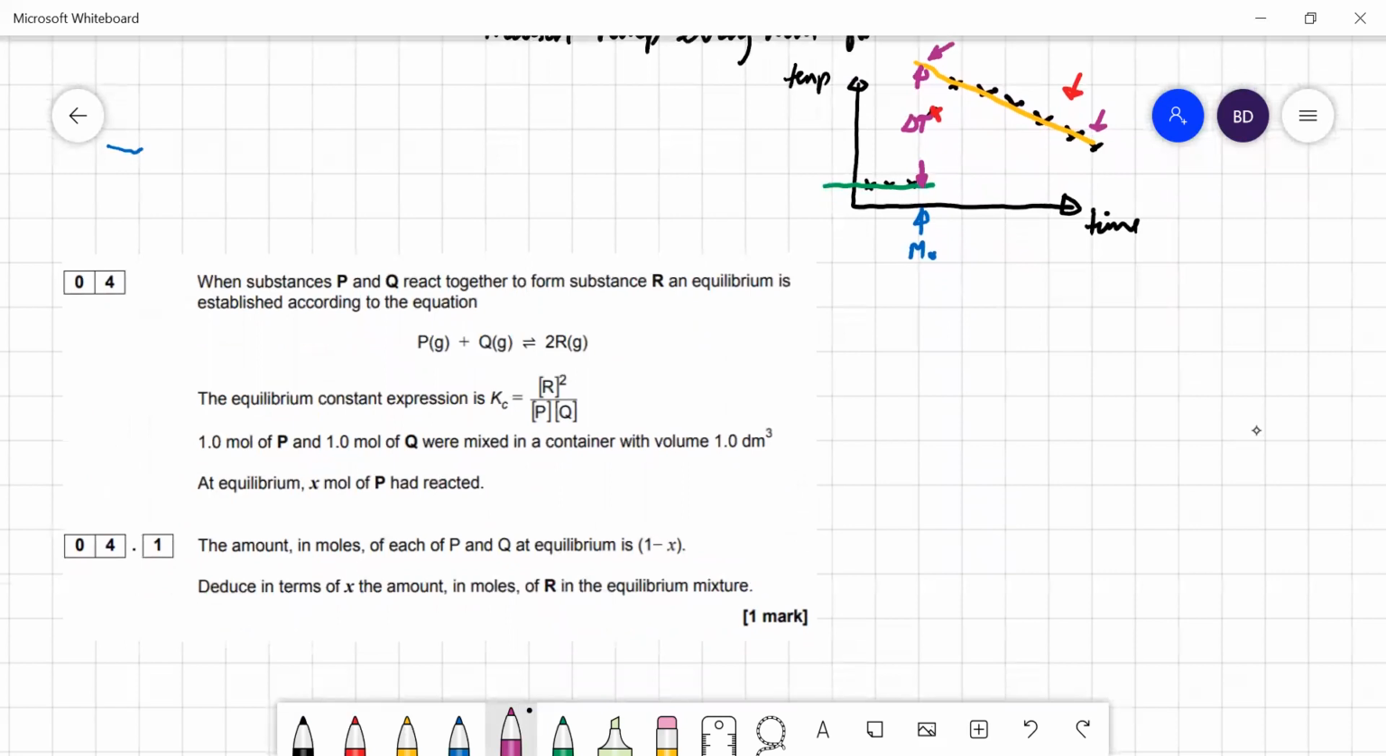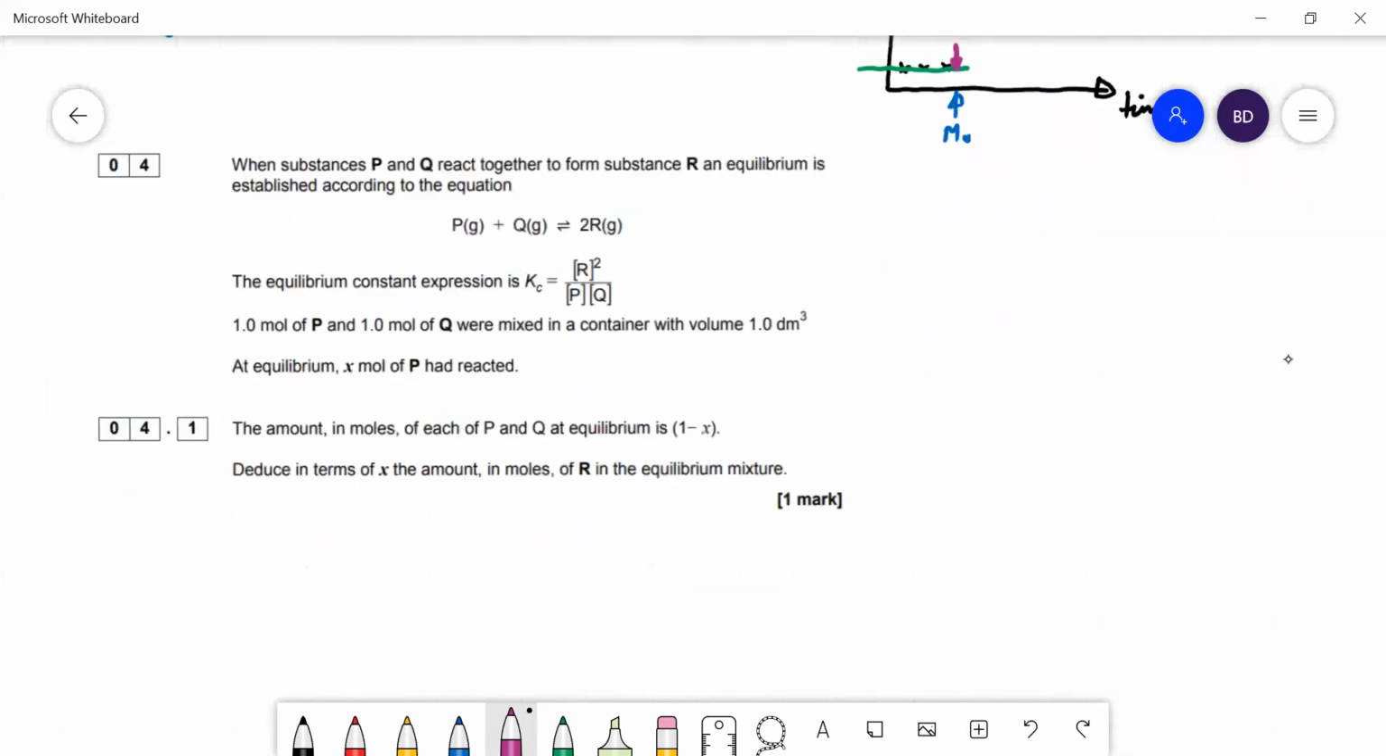Number 4, substances P and Q are about equilibrium. So pretend reaction, P and Q giving you 2R, and of course the equilibrium constant, Kc, would be given by that expression there. We should have no problem with that. 1 mole of P and 1 mole of Q were mixed in a container with a volume of 1 dm cubed. At equilibrium, X had formed. So you've got to deduce in terms of X the amount of R in the mixture.